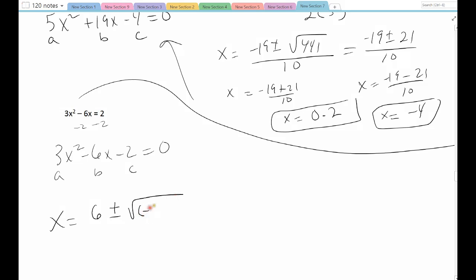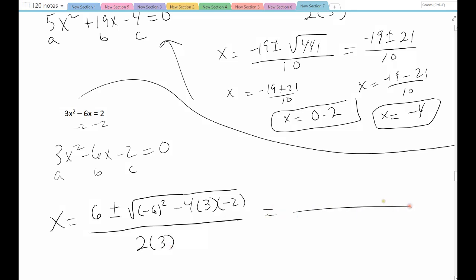Plus or minus, be careful here, it's negative 6 squared. So that you don't mess that up, you can put in the positive version of it, because remember, when I get negative 6 squared, it comes out positive 36. Minus 4 times a, which is 3, times c, which is negative 2, all over 2 times a, which is 3, and then you just simplify.